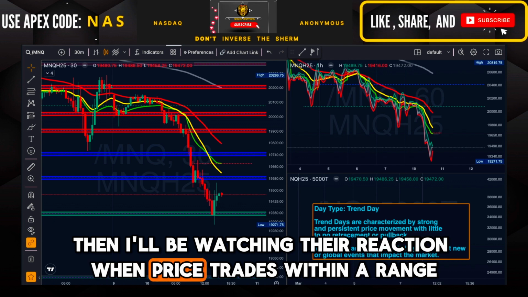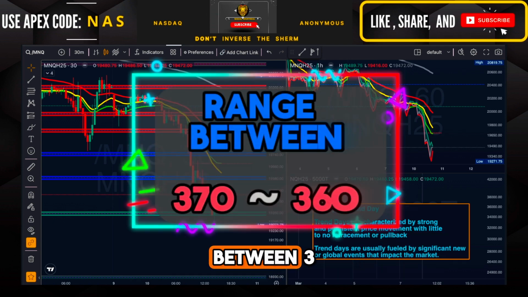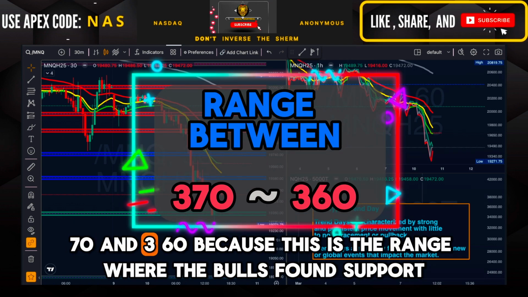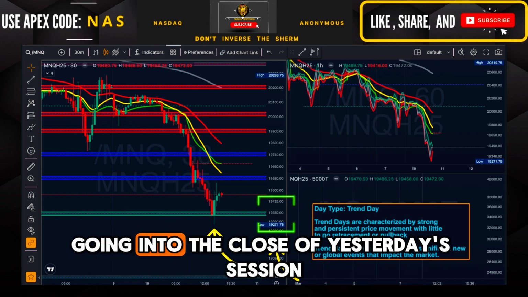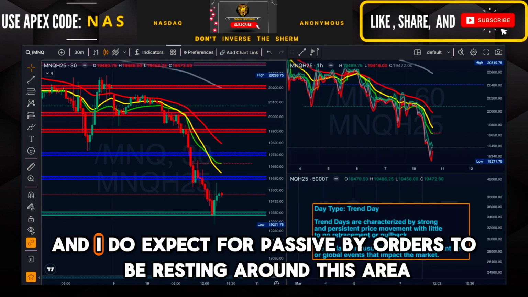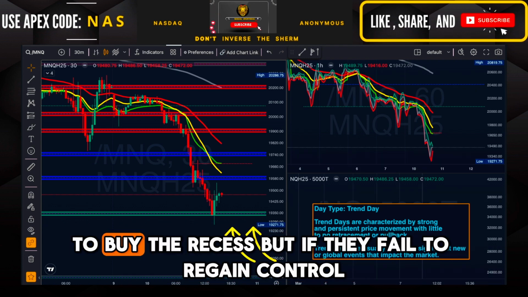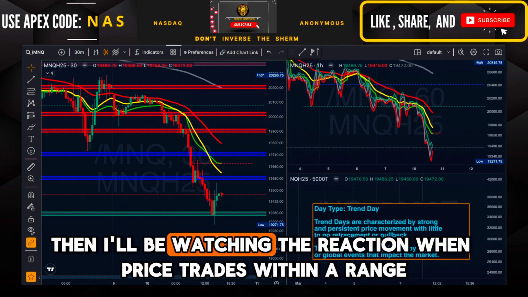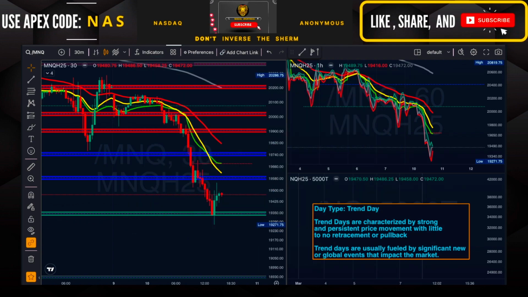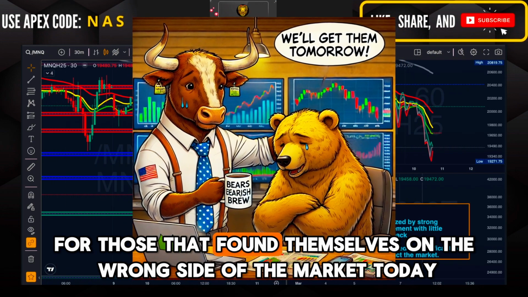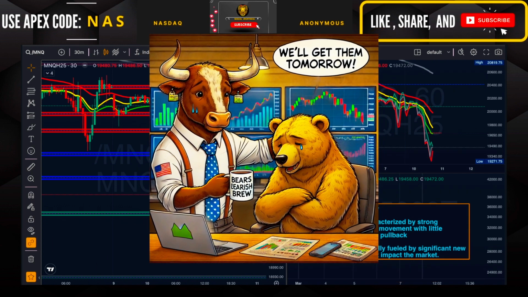However, for my bearish thesis, if the bears can maintain their control overnight, then I'll be watching the reaction when price trades within a range between 370 and 360. Because this is the range where the bulls found support going into the close of yesterday's session. And I do expect for passive buy orders to be resting around this area to buy the retest. But if they fail to regain control, then I'll be watching the reaction when price trades within a range between 275 and 250.